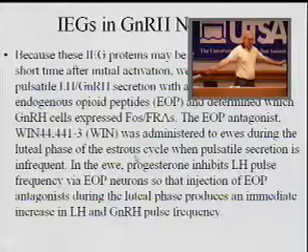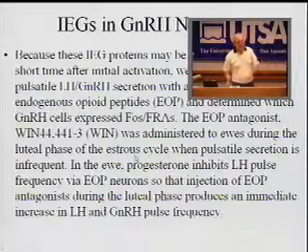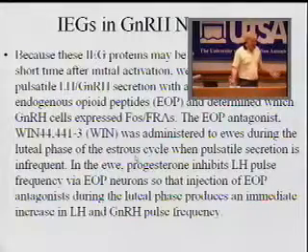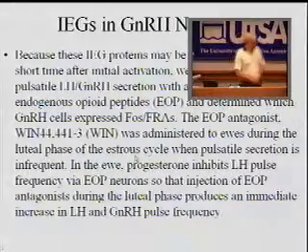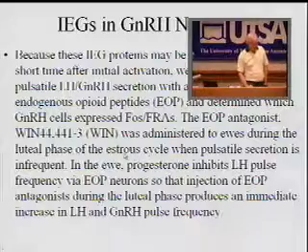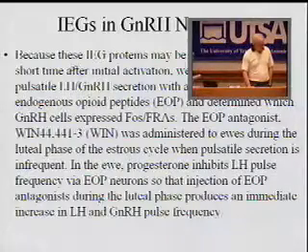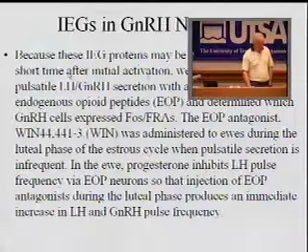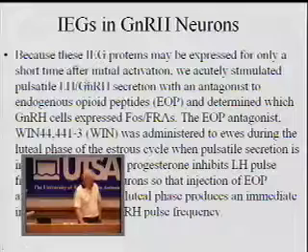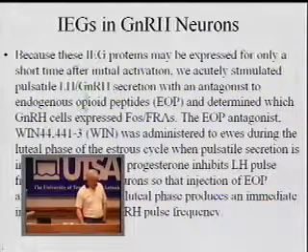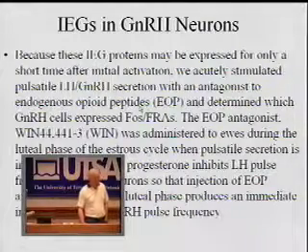So some genes are being targeted by these IEGs, but it can't be anything in the GnRH neurons because the transcription factor proteins are at undetectable levels. Because they may be expressed for only a short time after the initial activation, this research group acutely stimulated the pulsatile LH GnRH secretion with an antagonist to the endogenous opioid peptides.